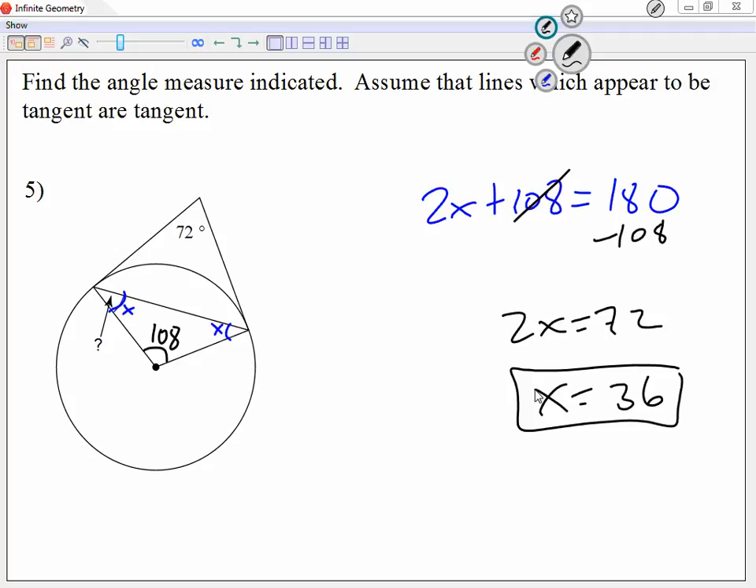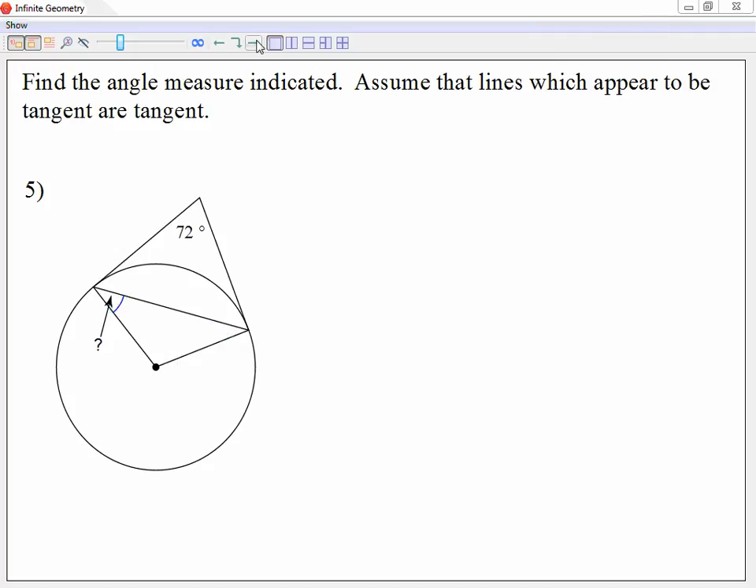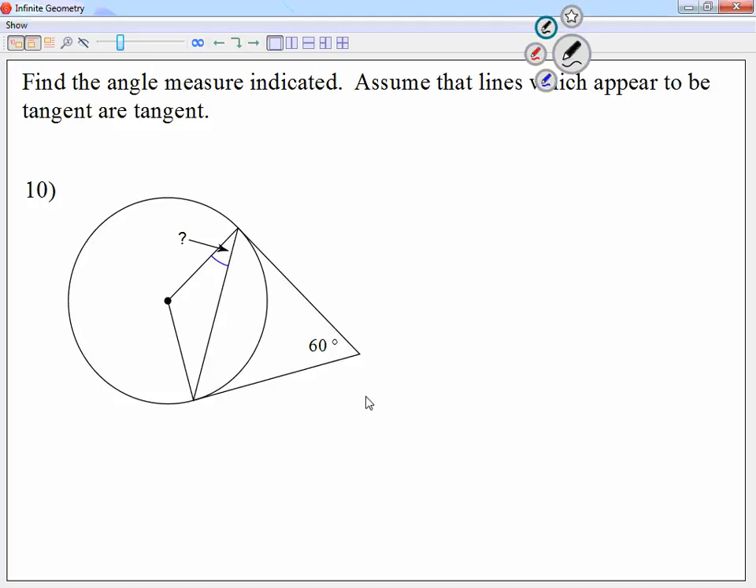Okay. Any questions? Can you do number 10? Sure. Looking at number 10, looking at the kite, right? For right now, I'm looking at the kite. If this bottom angle is 60, how big is this one? 120. Good. Remember, I was looking at the kite. If this bottom one is 60, the top one is 120, because I know they have to add up to 180. Now, let me look at the triangle.